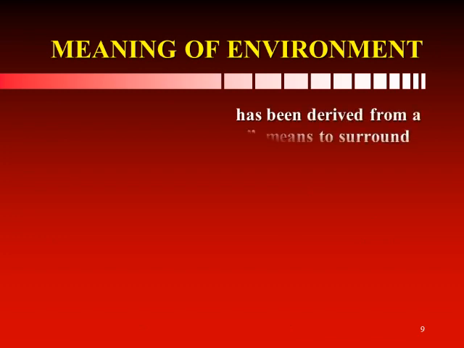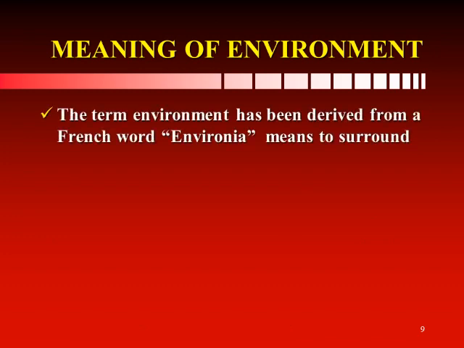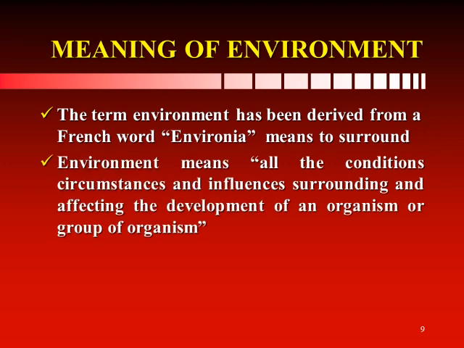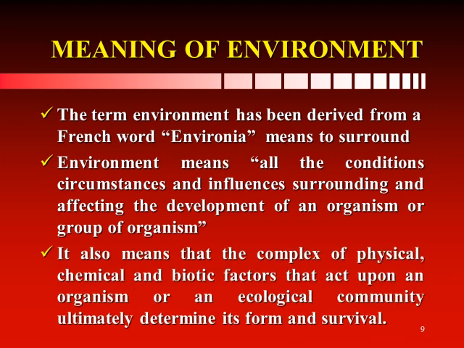Meaning of environment. Let us see what is environment. The term environment has been derived from a French word environnia, meaning to surround. Environment means all the conditions, circumstances and influences surrounding and affecting the development of an organism. It also means the complex, that is the combination, of physical, chemical and biotic factors that act upon an organism, or an ecological community, and ultimately determine its form and survival. What is ecology? It is a branch of biology dealing with the relationship of organisms with their environment and with each other.